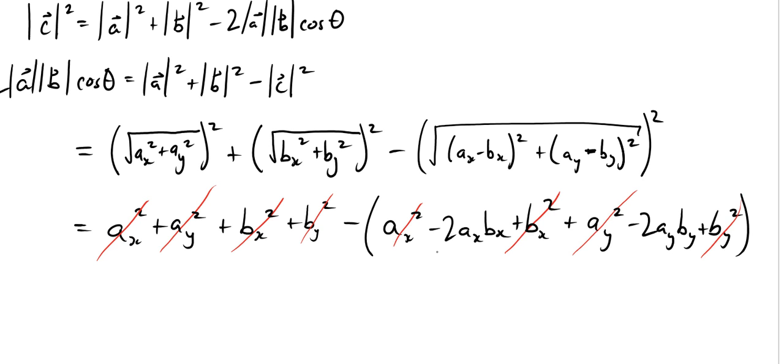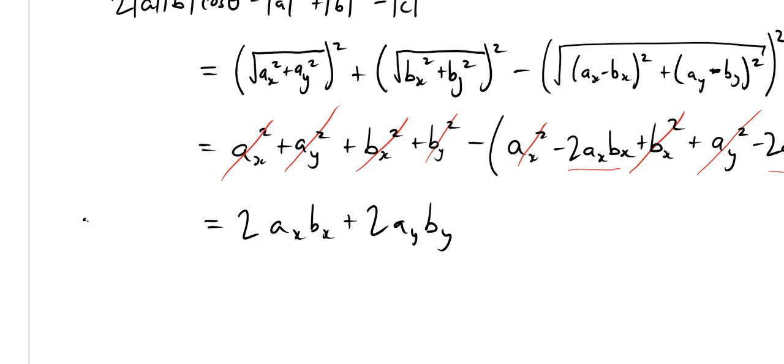So what am I only left with? I'm left with this and this. Now I'm going to distribute the negative through. So this is equal to 2ax bx plus 2ay by. And what can I do? Divide out the 2's.